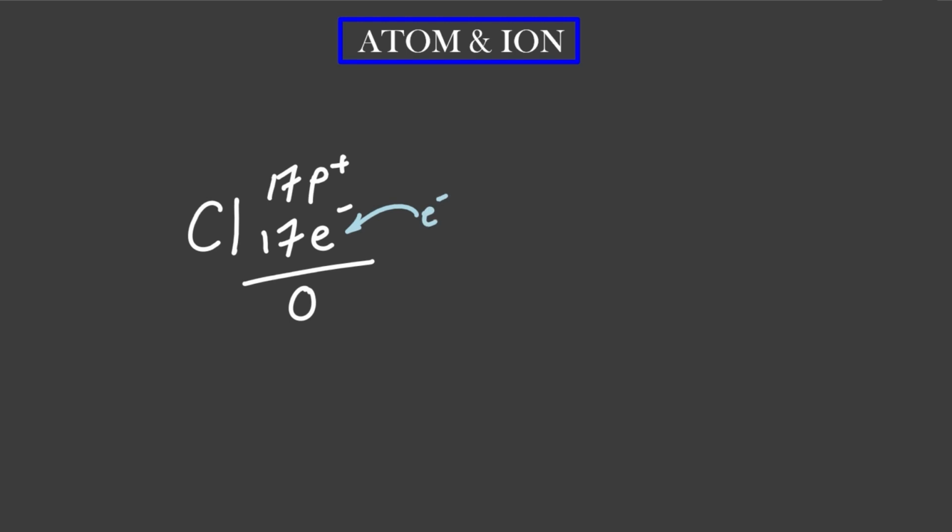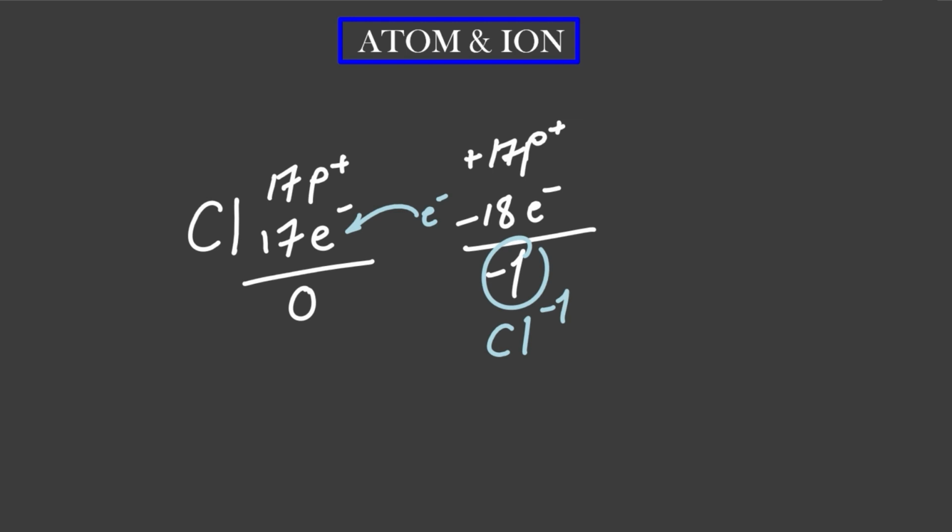Let's give an example for that too. In a chlorine atom, we have 17 protons and 17 electrons. The same as the sodium atom, we have a net charge of 0. Now, if we add one electron to that chlorine atom, then we'll get 17 protons and 18 electrons, and that equals negative 1. So now we produced a chlorine ion, and it has a net charge of negative 1. When electrons are added to atoms, they become anions, and they will have a negative charge.